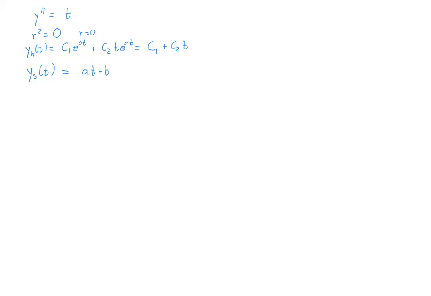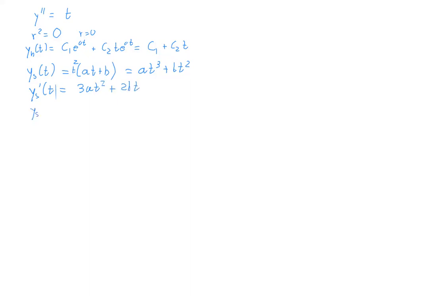But because of the coincidence that you have, you need to adjust. How do you adjust? By multiplying by t squared. Why t squared? Because I said in the previous rule that when it's a double root, you multiply by t squared. And here, of course, it's a double root. So this will give you at cubed plus bt squared. The first derivative will be 3at squared plus 2bt.